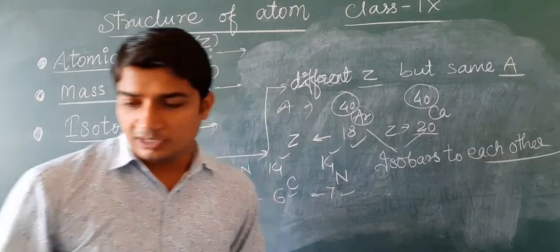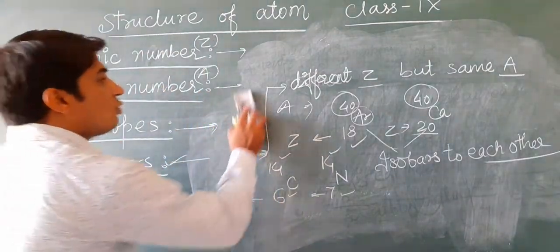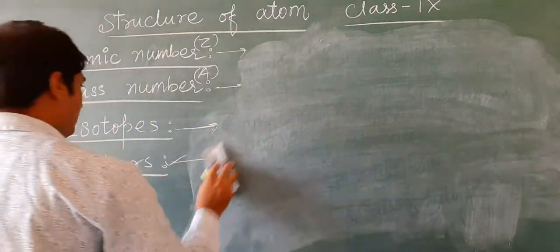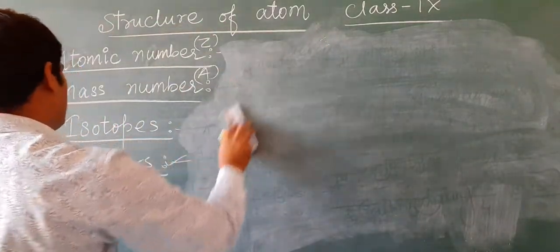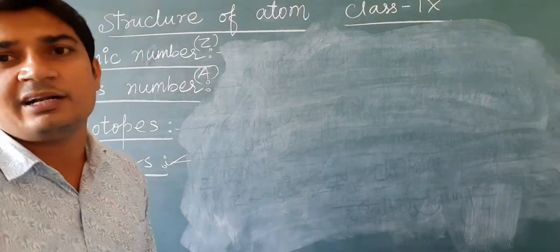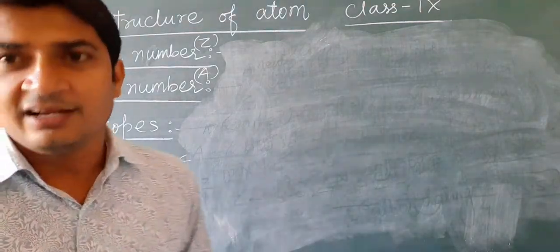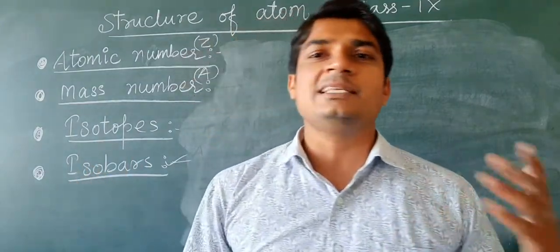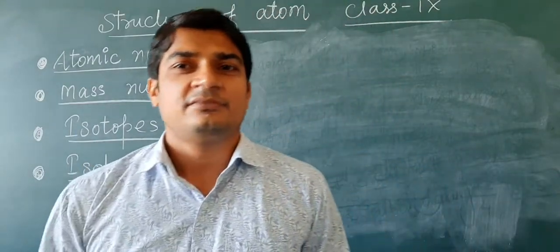So this is all about atomic number, mass number, isotopes, isobars, etc. Hope you understood. Try to solve the problems given in the exercise as well as in-text questions. Thank you so much.